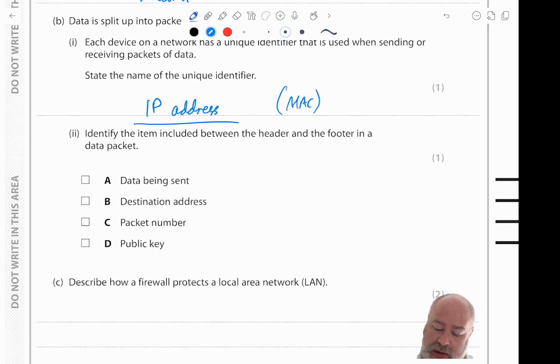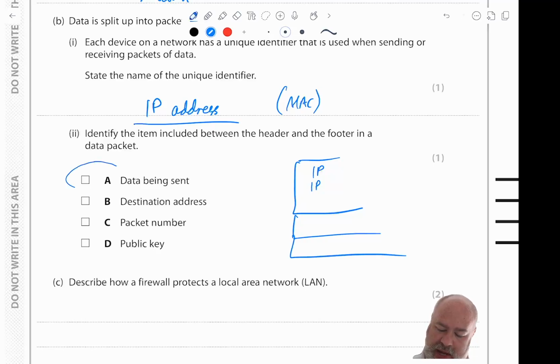Identify the item included between the header and the footer in a data packet. Well, this is a bit of a weirdly worded question. In the header of a data packet, you're going to have the destination IP address, the sender's IP address, the packet number. You're going to have quite a lot of information, but in the middle, you're going to have the data. So the data being sent is what they're getting at here. All the destination information and the packet number are not in the actual data itself.